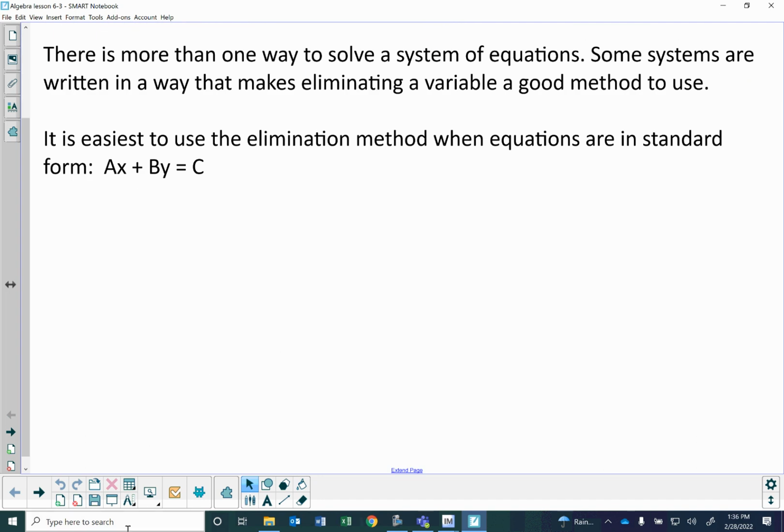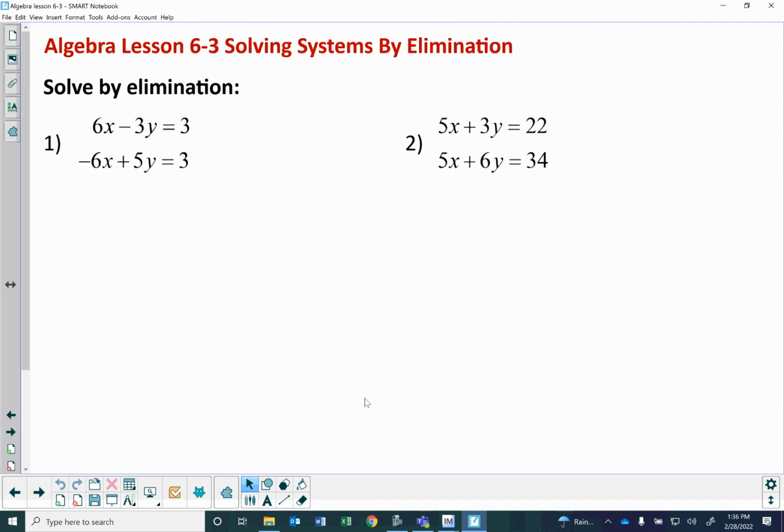Let's look at solving a couple of equations by elimination. Here we have two problems. In this first problem, we have two equations, 6x minus 3y equals 3, and negative 6x plus 5y equals 3. Again, like I did in the last video, I am going to number my equations. My first equation is number 1, and my second equation is number 2. If I look at these two equations, if I were to add them together just the way they were, I would notice that 6x and negative 6x would go away because they're opposites.